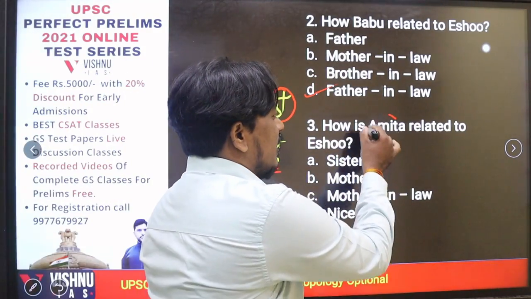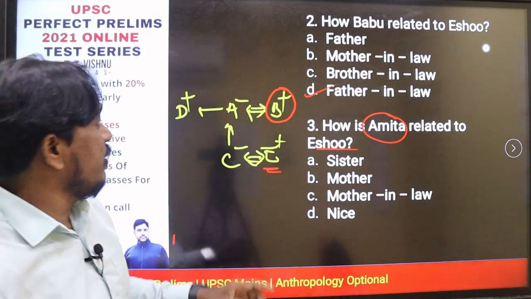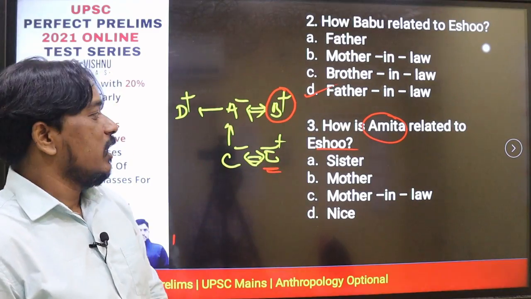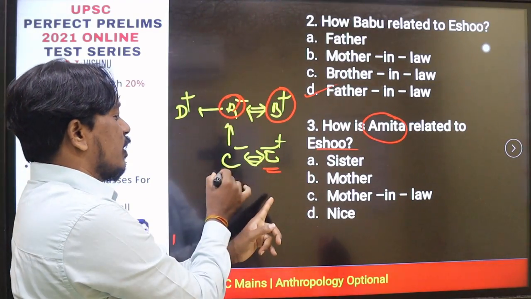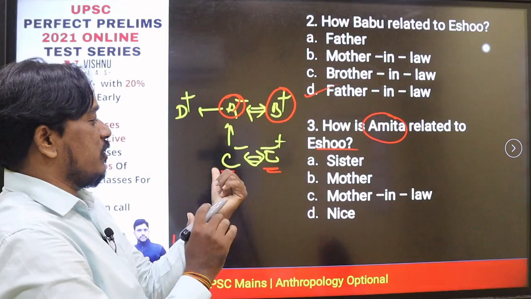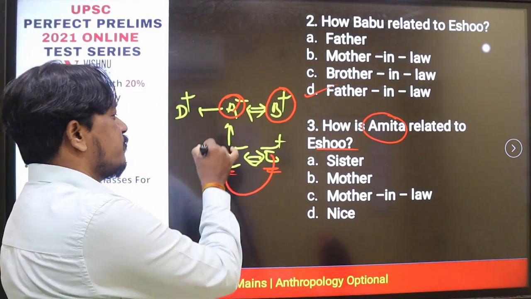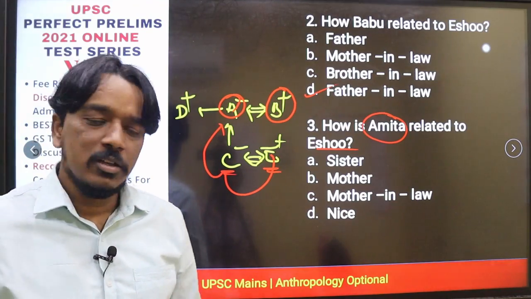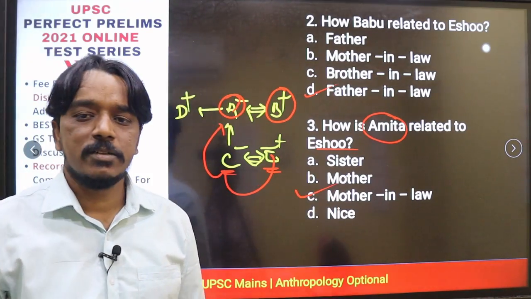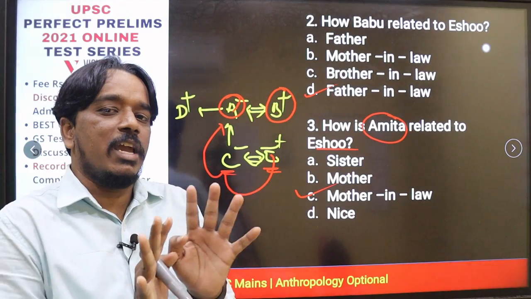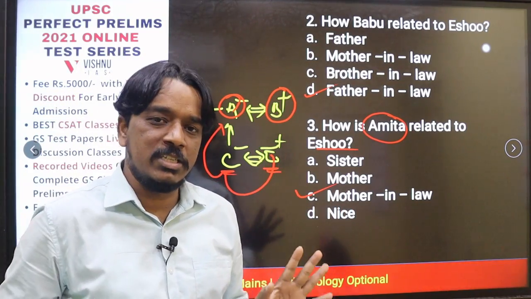How is Amita related to Isho? Here, Amita is directly the mother of Chanda. Chanda is the wife of Isho. Assume yourself is Isho. Your wife's mother is your mother-in-law. So directly, C is the correct answer. Like this, we have to answer any type of question in a simple, easy way.